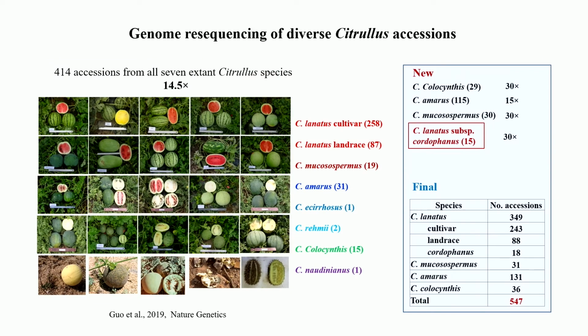Besides the reference genomes, we also did a lot of genome resequencing. In 2019, we published a paper describing the genome resequencing of 414 watermelon accessions, which include accessions from all 7 extant species. Here is the list with the number of accessions in each species. Then during the past couple of years, in collaboration with Amnon, Pat, Sandra, and Shekel, we did additional genome resequencing for the wild species.